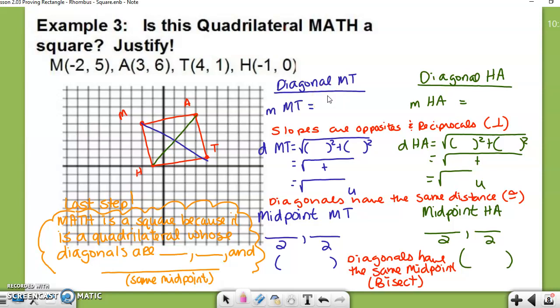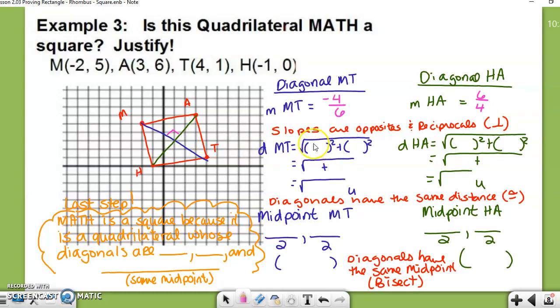The slope of MT when I count it off is -4 over 6. So I go from M to T. For HA, I have to think rise and run. I rise 6 and I run 4. So the slopes are opposite signs and they are reciprocals, meaning that they are perpendicular. So I know that these diagonals right here are perpendicular.